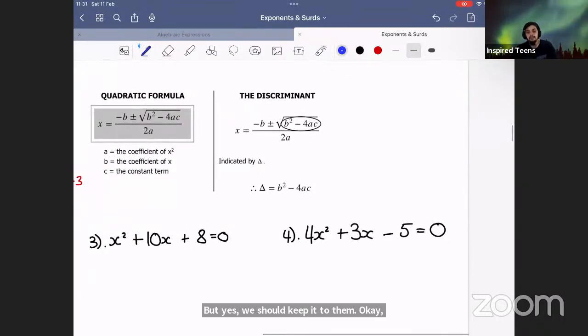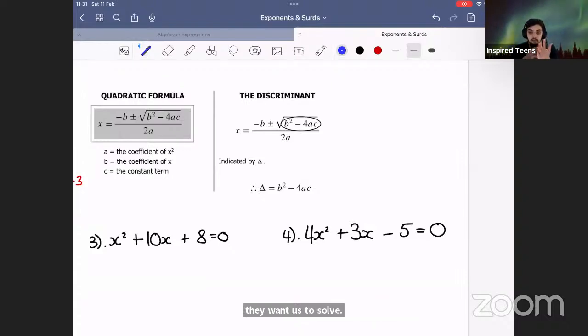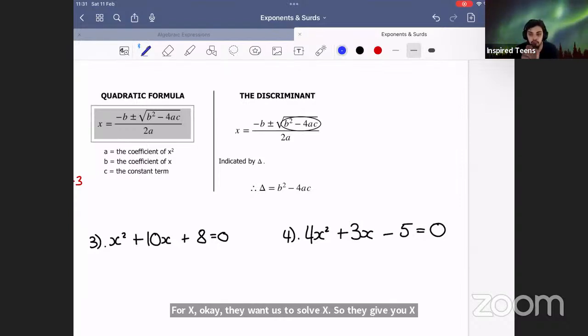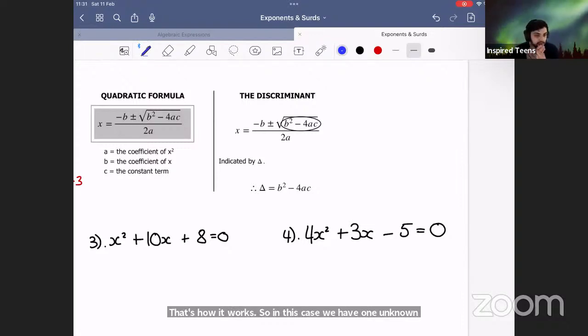Okay, the quadratic formula. When do we use the quadratic formula? We have a trinomial and they want us to factorize or to solve for x. So they give you x squared plus 10x plus 8 is equal to 0. In algebra, when you have one unknown, you need one equation to solve for that unknown. When you have two unknowns, you need two equations. So in this case, we have one unknown, which is x, and we have this one equation, so we can solve for it.